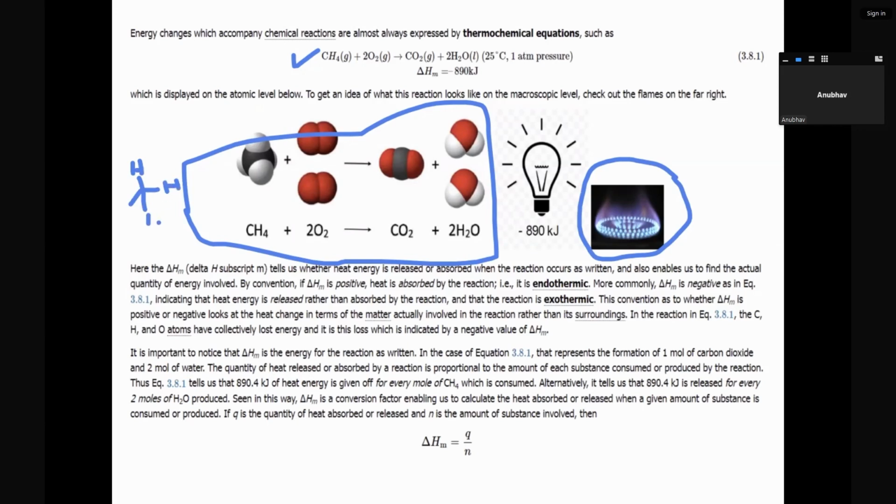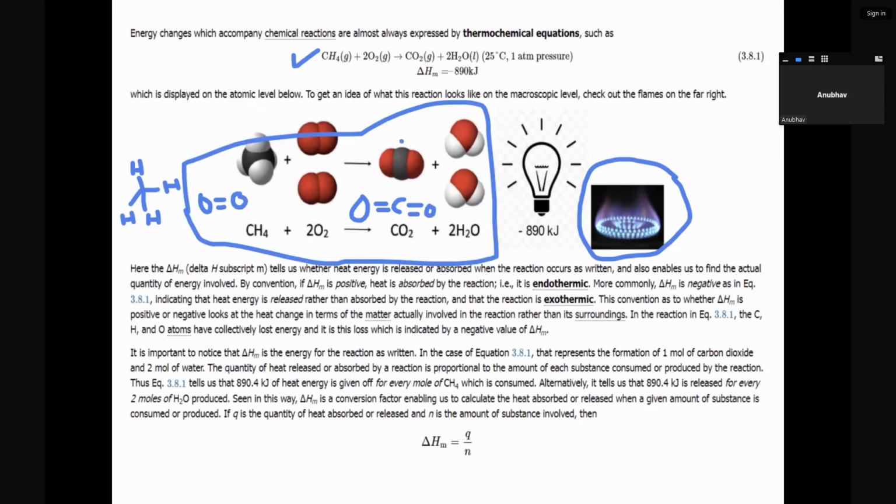Four hydrogen atoms. And we have 2 oxygen molecules, O double bond O. The 2 oxygen molecules will react with each other and we will form CO2. CO2 is a linear molecule, O double bond C double bond O. So it is a neutral, linear molecule, CO2, and we have 2 moles of water.